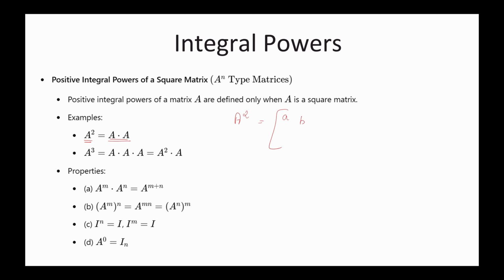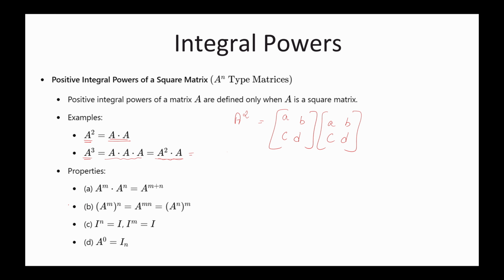Let's say my A matrix is [a b; c d], so I can simply multiply it twice, [a b; c d] and [a b; c d]. Whatever answer I get, that would become my resultant, which is my A square. And A cube can be written as A square into A, or A into A square. This is how we can write it down.